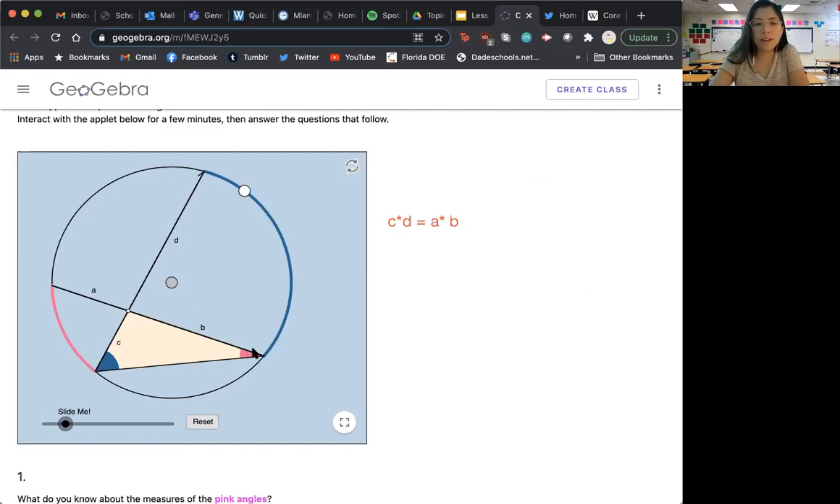So, Rios, I'm talking about the pink angle, the pink one, and the pink arc. What do we know about it? No, that's not what I'm asking. Okay, Tyrone, yes, this is an inscribed angle. What about the arc?